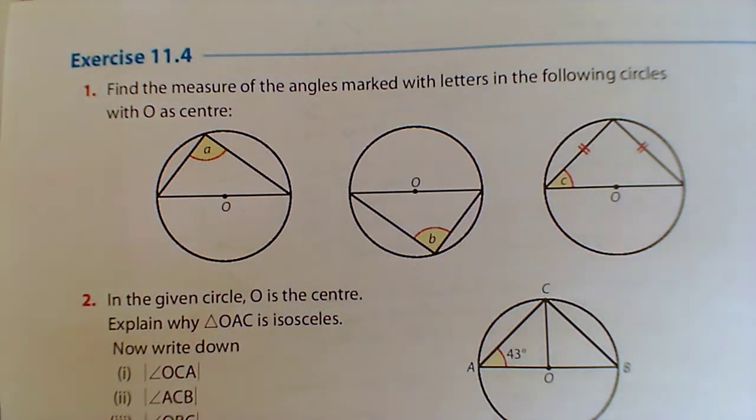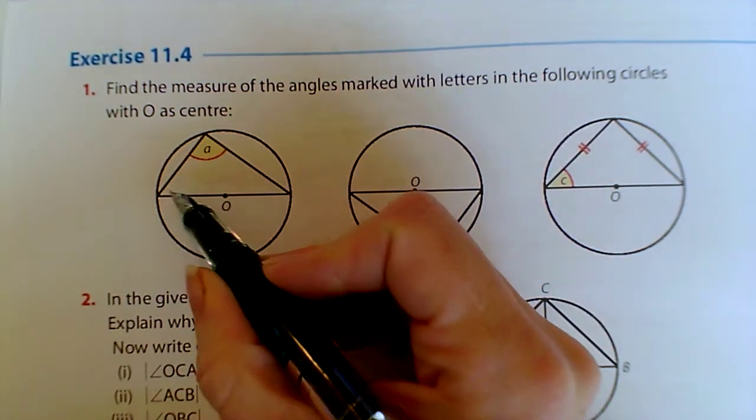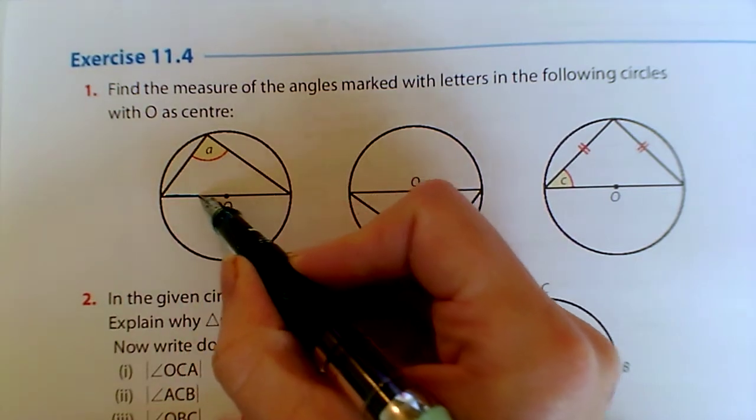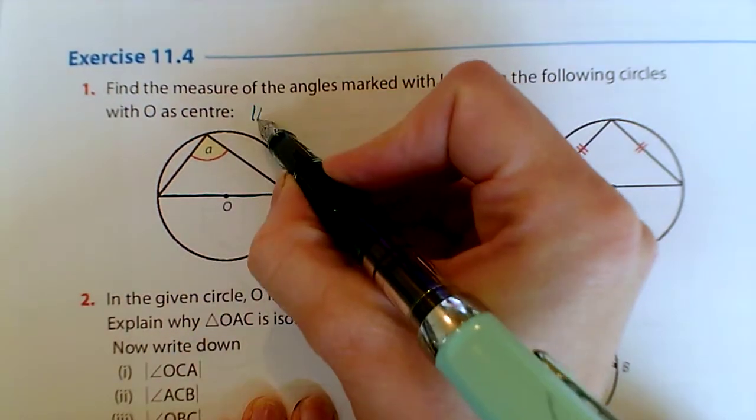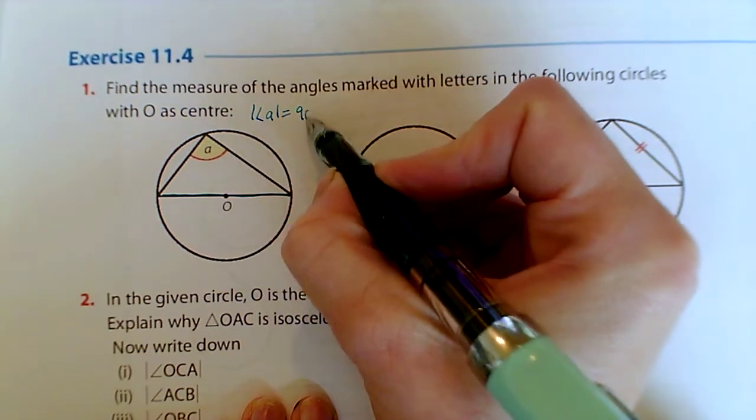Okay, so let's go through the corrections of the homework that you had from Tuesday, and that was questions 1 and 2 on exercise 11.4. So question 1 asked you to find the measure of the angles marked with letters in the following circles, and it's extremely straightforward because it's standing on the diameter. So if it's standing on the diameter like this, we know that the angle A must be 90 degrees.